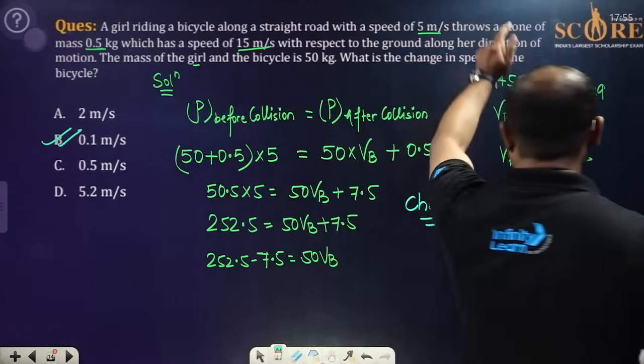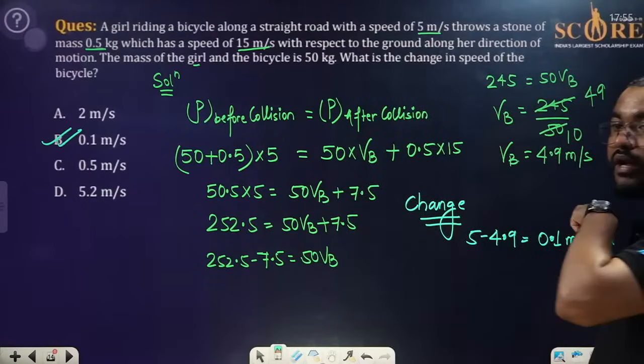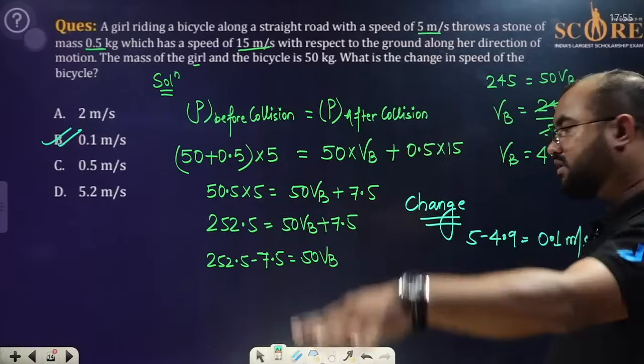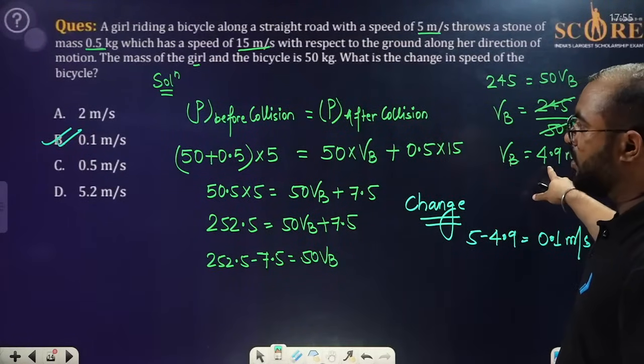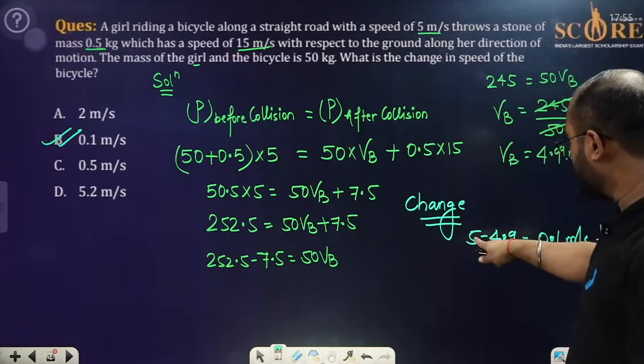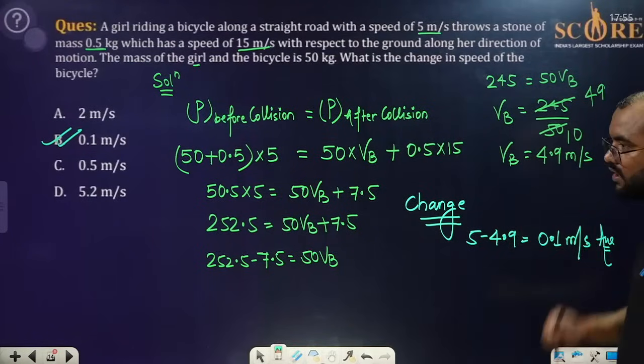Velocity of the bicycle. Now when the stone has been thrown, now the velocity is this. We want to find out the change in velocity. Before it was 5, now it is 4.9. The change is 0.1.